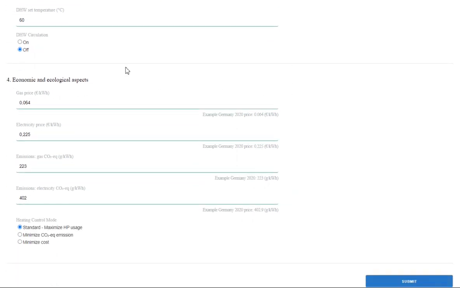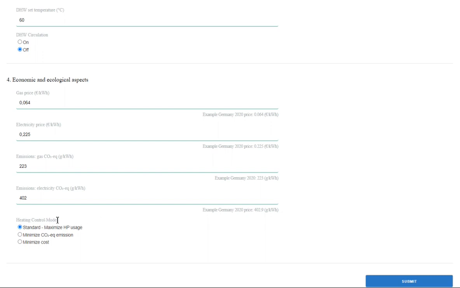Lastly, parameters for the economic and ecological aspects have to be introduced. For example, the energy prices for gas and electricity, and also the specific CO2 equivalent emissions for gas and electricity. The values given here, in this case, refer to Germany in the year of 2020.